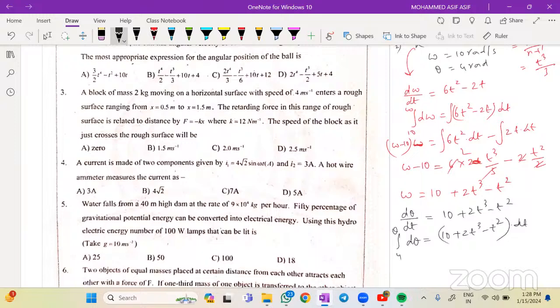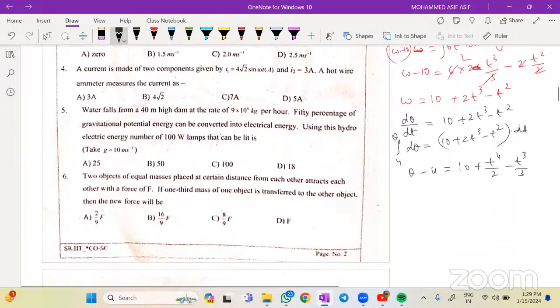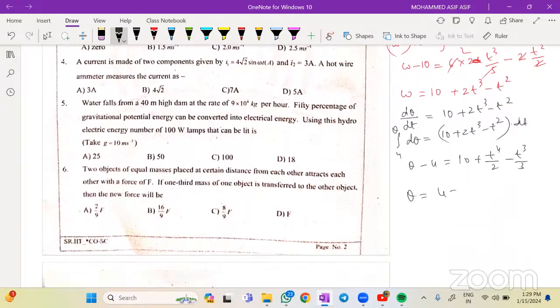तो integral of dt will be equal to theta minus 4, so it is theta minus 4 is equal to 10 plus t power 4 divided by 2 minus t cube divided by 3. तो -4 इधर चले जाएगा, तो theta will be equal to 4 plus 10 plus t power 4 divided by 2 minus t cube divided by 3.